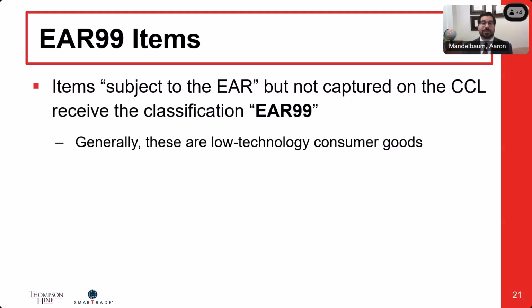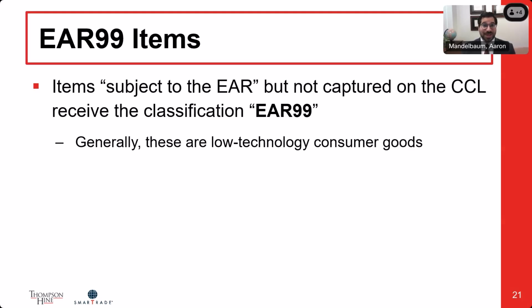However, if it's not captured on the CCL, then it is instead going to be designated as EAR 99. And in general, these are low-level technology consumer goods. As a result, they're not really the primary focus of these regulatory agencies when it comes to controlling certain exports for national security interests and foreign policy priorities. Now, that being said, you might not find your item on the CCL. You might think it should be designated EAR 99, but you might not be entirely confident that's the case.